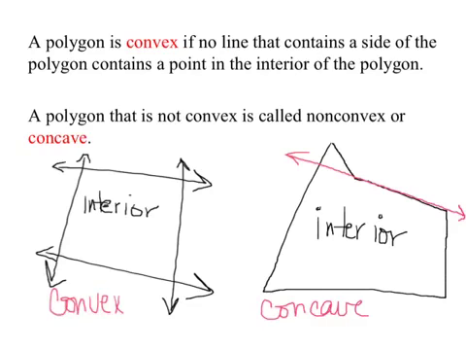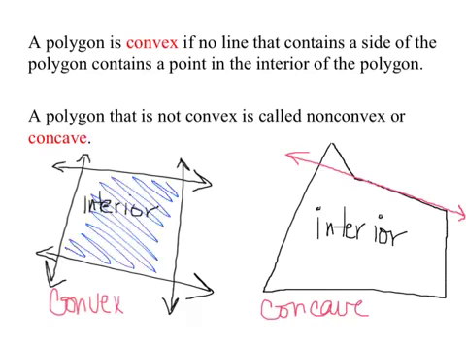A polygon can be called convex if no line that contains a side of the polygon contains a point on the interior of the polygon. If I look at this example, which is convex, no line that contains a side of the polygon contains a point on the interior of the polygon.